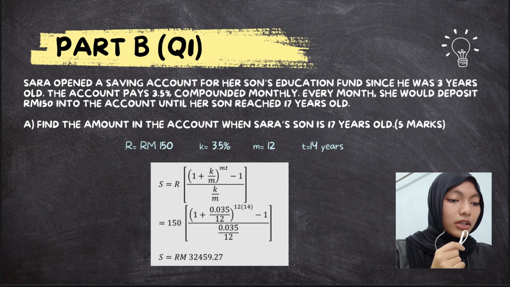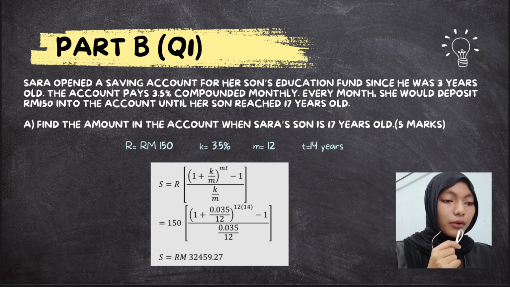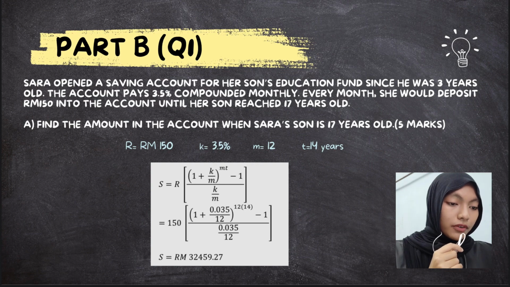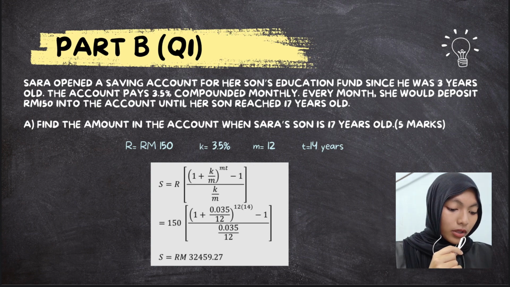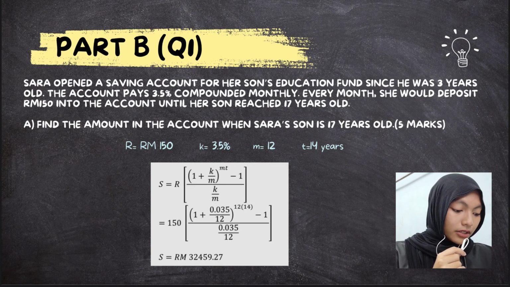Then for the formula, S equals R[(1 plus K divided by M) to the power of MT minus 1] divided by (K divided by M). So 150[(1 plus 0.035 divided by 12) to the power of 12 times 14 minus 1] divided by (0.035 divided by 12). So we got 32,459 ringgit and 27 cent.